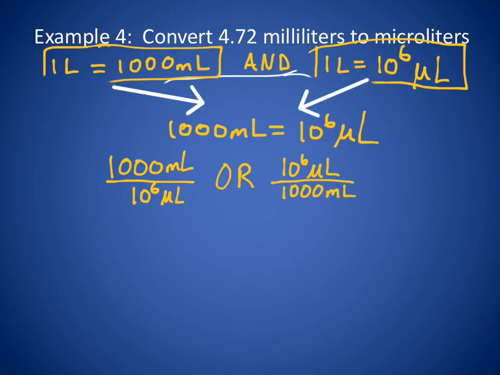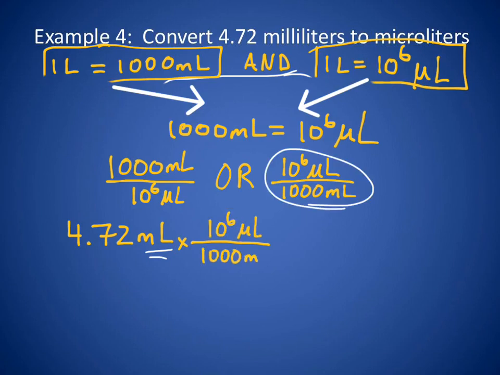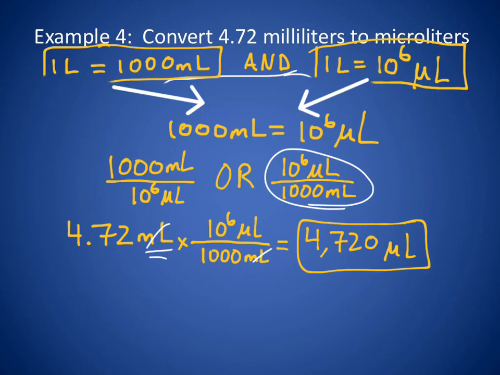So my two fractions here are 1,000 milliliters over 1,000,000 microliters, or 1,000,000 microliters over 1,000 milliliters. And I set it up the same way. 4.72 milliliters. I'm going to use the one with milliliters on the bottom, which is that one. 4.72 times 1,000,000 equals a number. I'm not quite sure what. Okay, 4.72 million, I'm assuming. And then divide that by 1,000. You get the exact same answer you had before, 4,720.